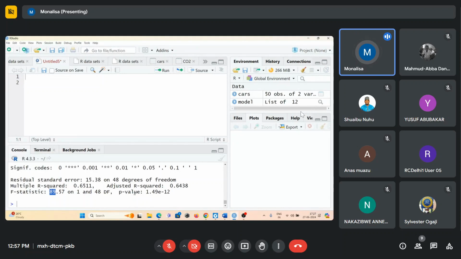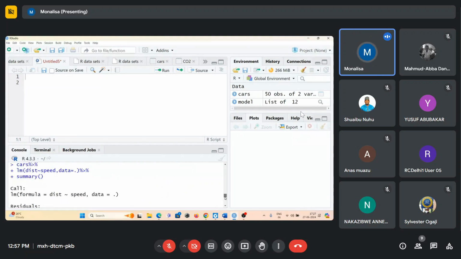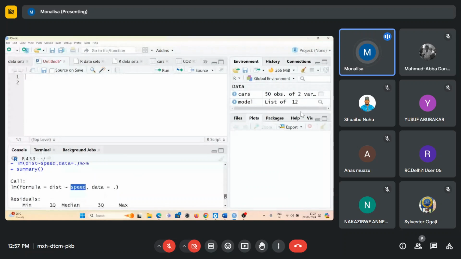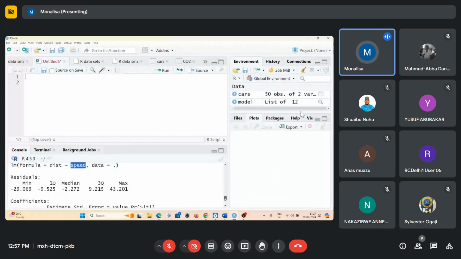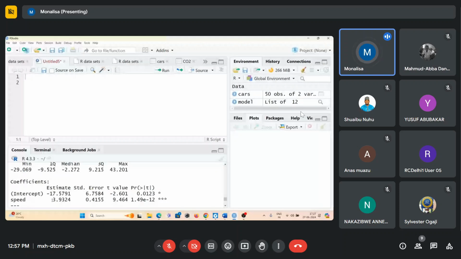That means there is an impact of speed on the distance. Okay, so if you increase the speed, there will be some changes in the distance. Here you can see the result: if the speed is increased by this amount, the distance will be decreased. That's why it is minus something, minus 17. So if you increase the speed by 3.9 units, then our distance will be reduced by 17.5. So this is our estimation, this is our interpretation, right?